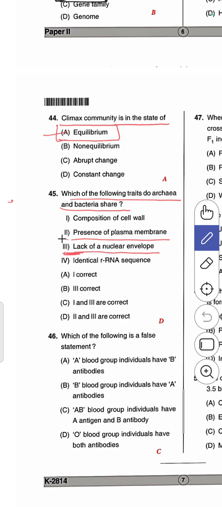Both are bacteria, and these bacteria are considered prokaryotes. Pro means primitive, and they lack the nuclear envelope. So this is true. Then the composition of the cell wall will be different in these organisms. Then identical rRNA sequences is also false. So 2 and 3 are correct regarding the archaea and bacteria.